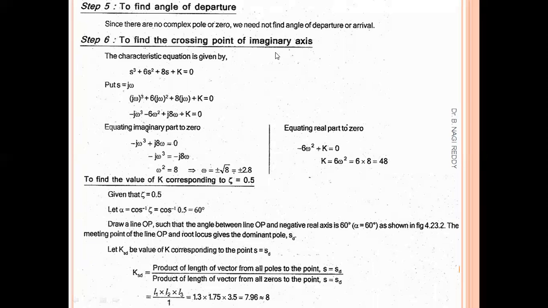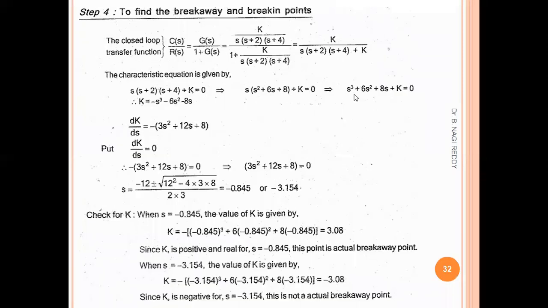in order to determine the crossing point as well as the k value. The crossing point on the imaginary axis determines the omega value, and the k value determines the maximum limit for stability. So we have to calculate those two values. For that, we need to take the characteristic equation. From step 4, we know this characteristic equation, right? From step 4, the characteristic equation is s cube plus 6s square plus 8s plus k.